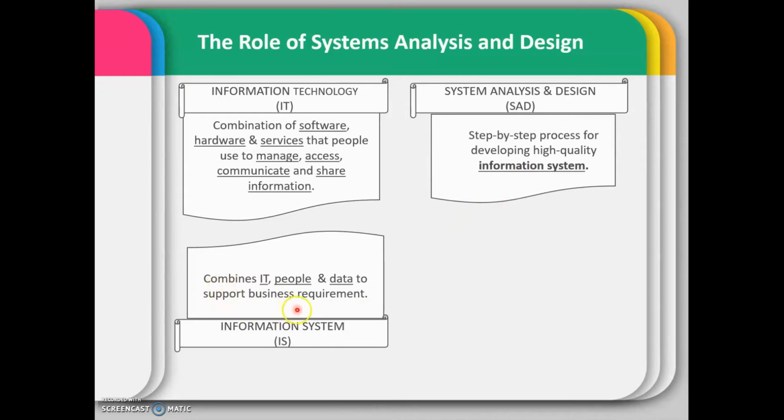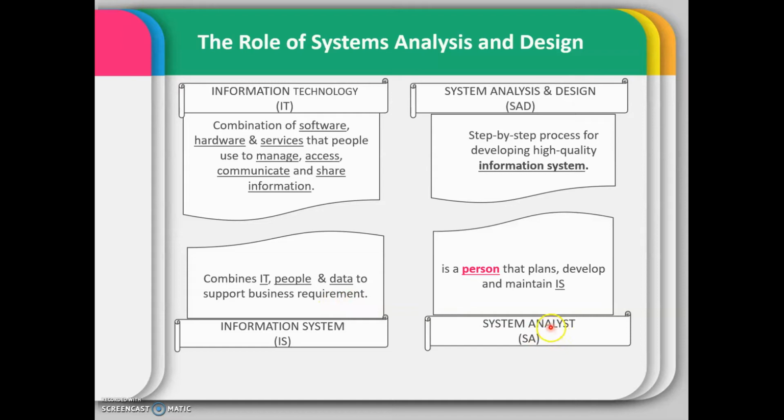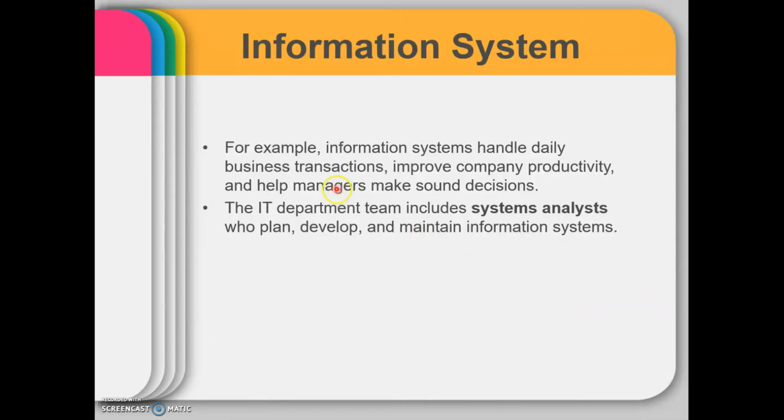So moving on to the information system definition. It combines IT, people, and data to support business requirements. The role of a system analyst is a person that plans, develops and maintains the information system. For example, information systems handle daily business transactions, improve company productivity, and help managers make sound decisions. Basically, the IT department team includes system analysts. In any IT department or any IT company, they will have their own system analysts who plan, develop, and maintain information systems.